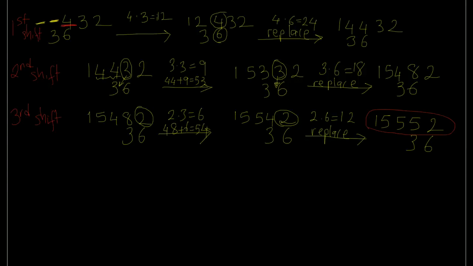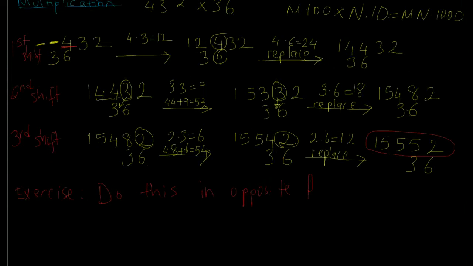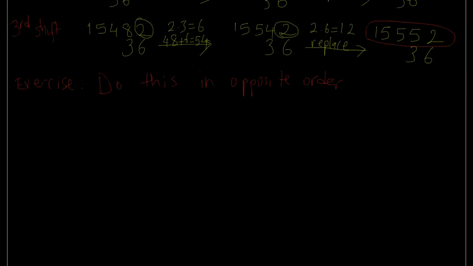Okay. So you know that multiplication is a commutative operation. That is, it doesn't matter in which order you do this. So as an exercise for yourself, do the same multiplication in the opposite order. That is, put the 36 on the top and 432 on the bottom. This would be a good exercise for you to practice this algorithm, and you should get the same answer at the end, of course.